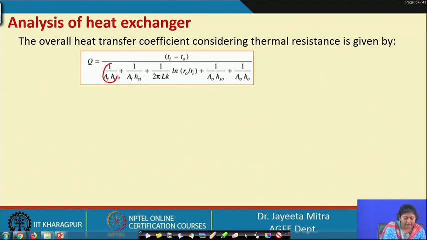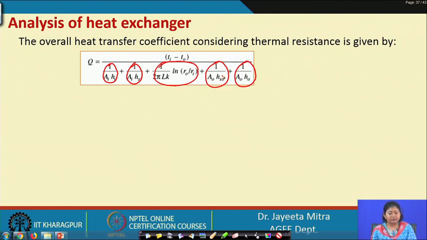This is the inside resistance for the fluid, this is the resistance because of the inside scale deposition, and this is because of the layer of the tube or the surface of the tube, because a conductive resistance will be provided there. Then this is the outside scale deposition and this is the resistance because of the outside fluid. Okay. So, driving force by resistance, this will be the overall heat transfer.